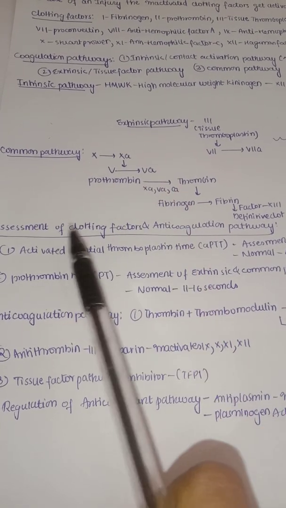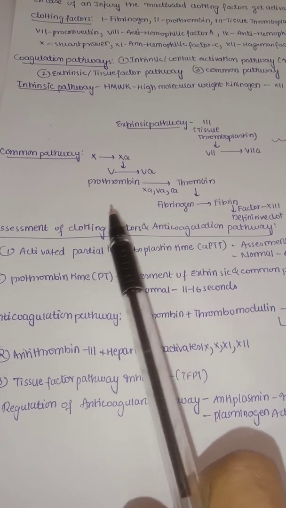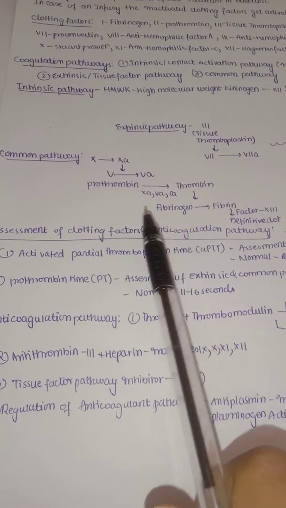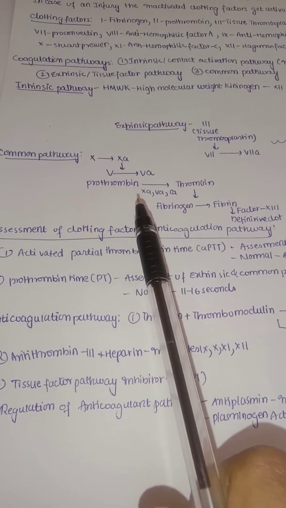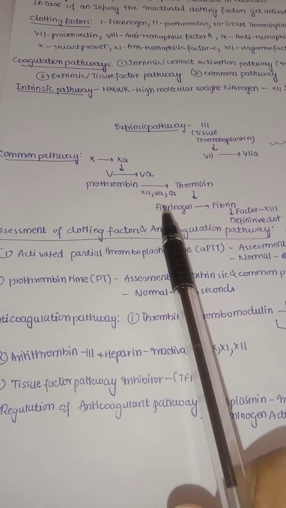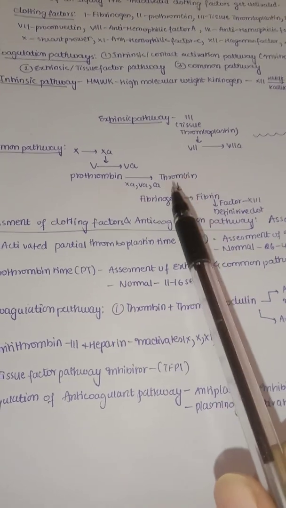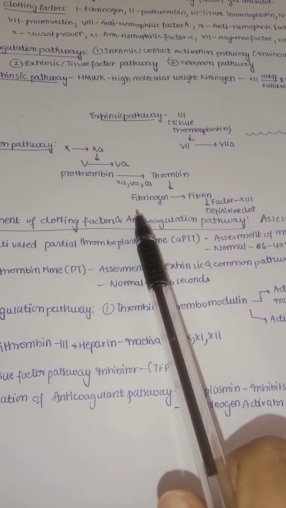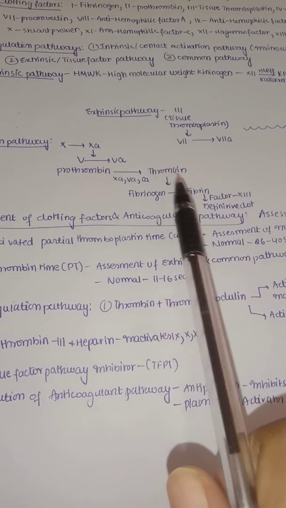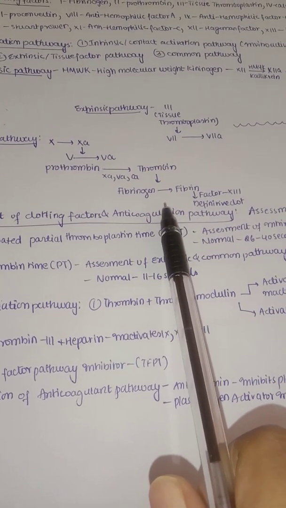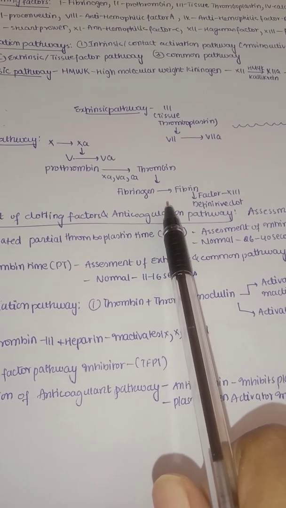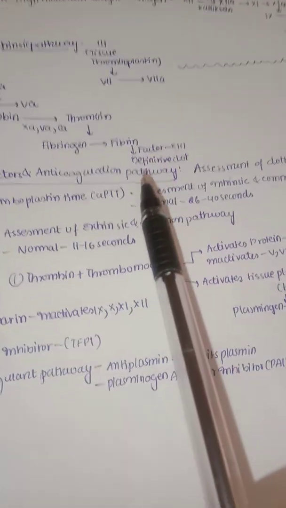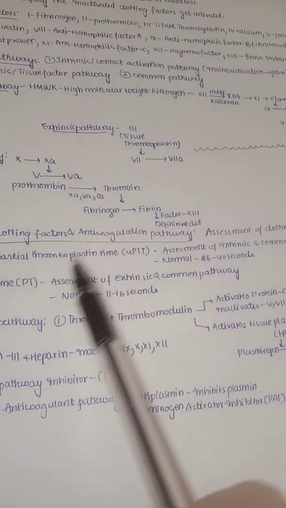So along with this activated 5A we also need activated 10A, and also we need the calcium. So in the presence of activated form of factor 10 and factor 5 and the calcium, the prothrombin is converted into thrombin, and this thrombin in turn converts the fibrinogen into fibrin. So this fibrin is a definitive clot, and the factor 13 again acts upon this fibrin to form a definitive clot. So this is the main formation of clot.